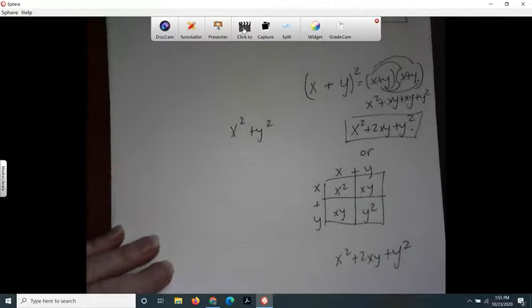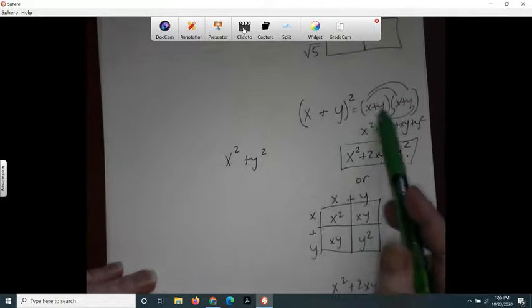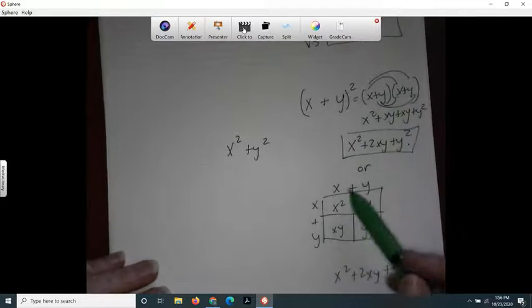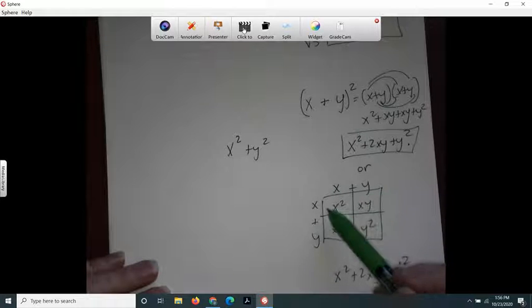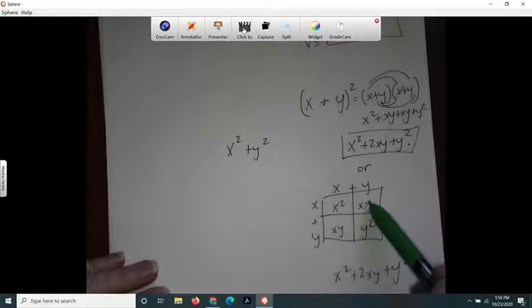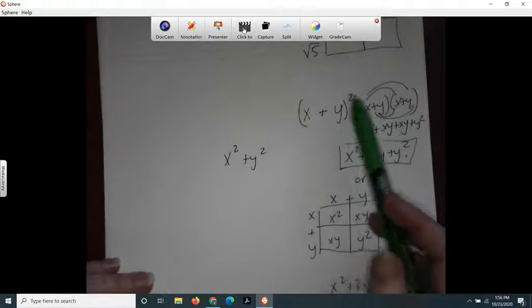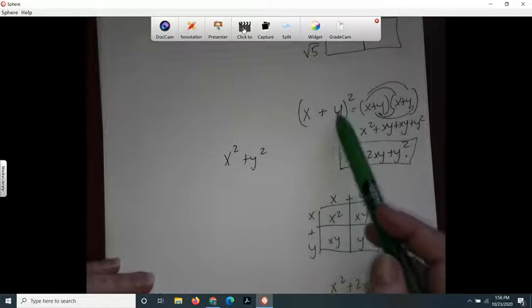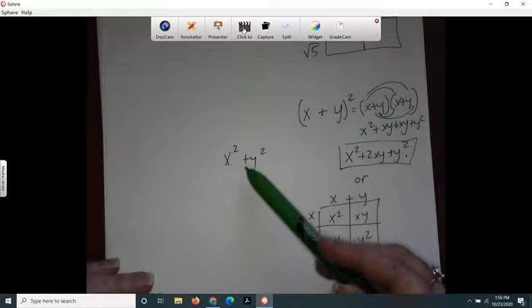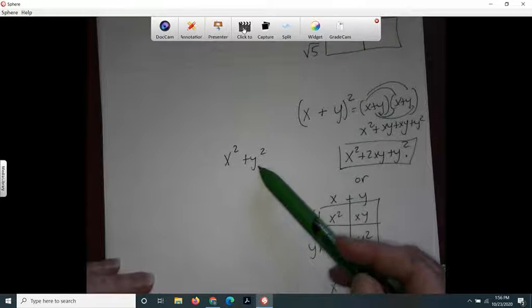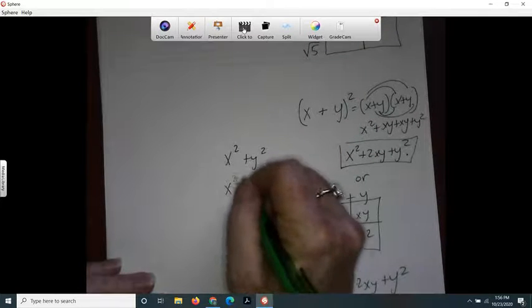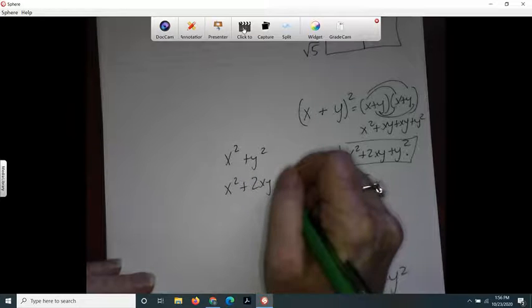And some of you don't do it this way. Some of you, if you want to square a binomial, will go x plus y times x plus y, and you'll get x squared. You'll get these 2 xy's, and then you get the y squared. So I think you can prove that x plus y squared isn't just x squared plus y squared. It's x squared plus 2xy plus y squared. Okay?